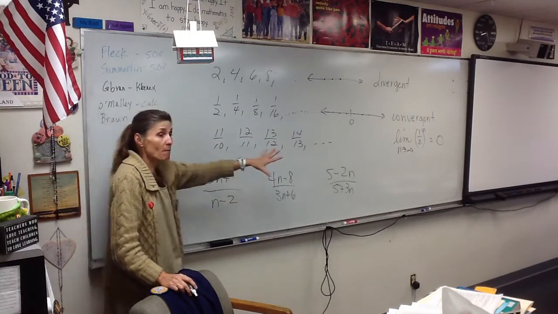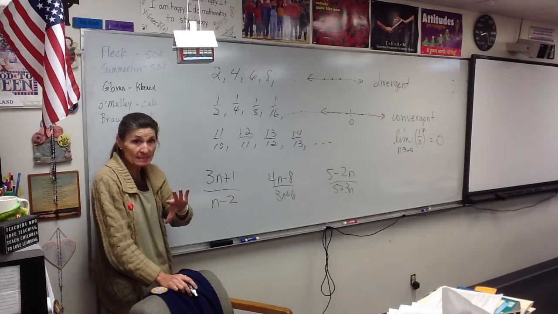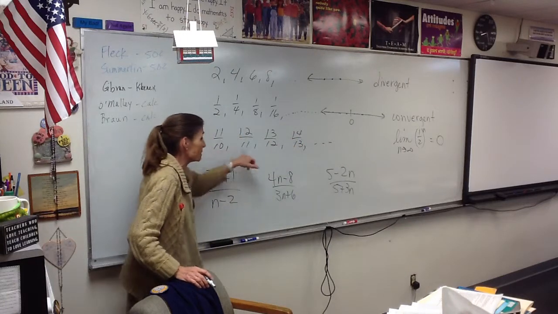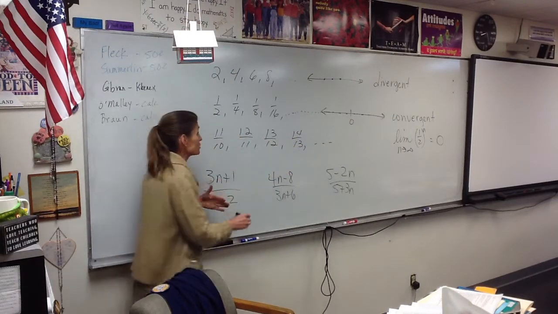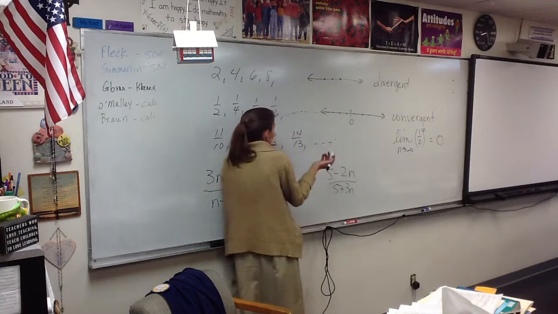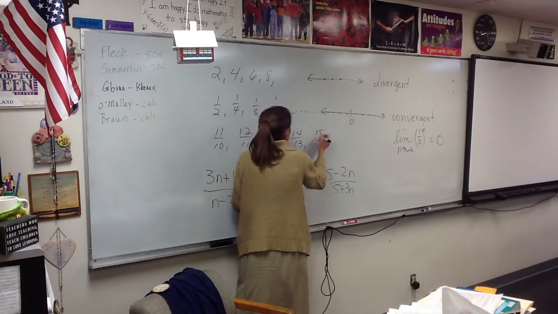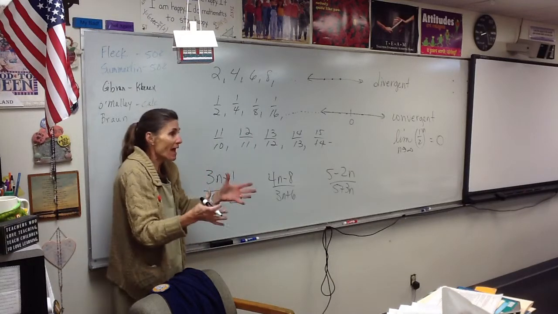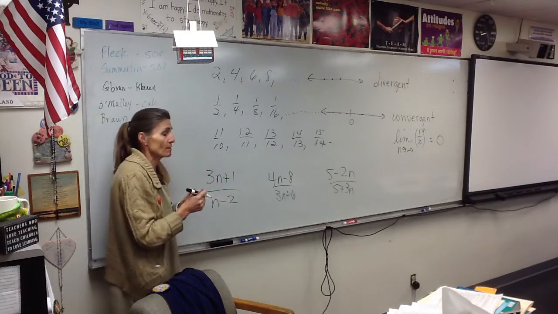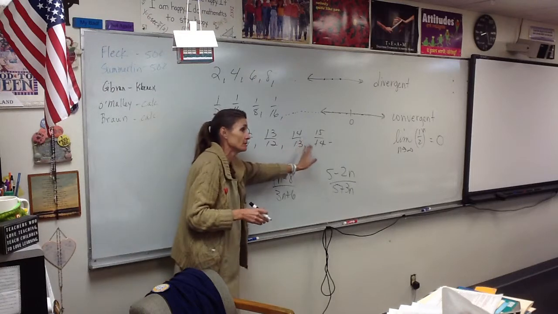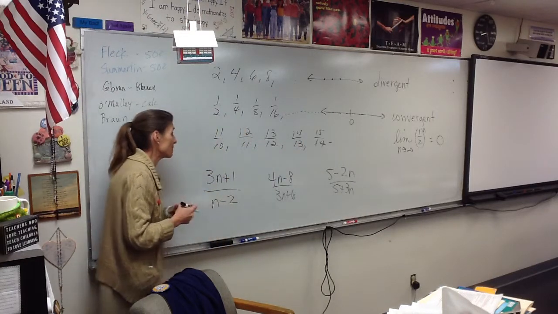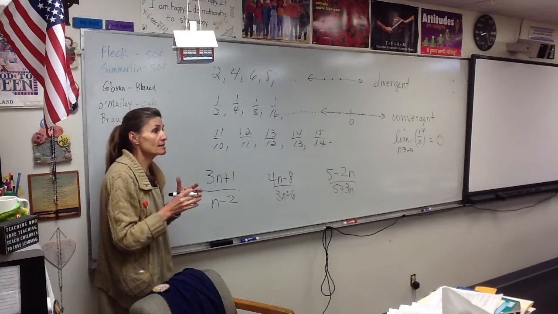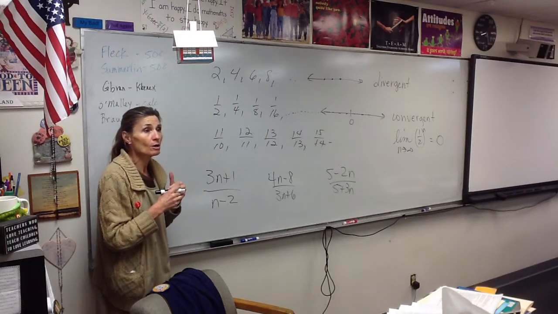Now, you can see the pattern, right? The numerators are going up by 1 and the denominators are going up by 1. So if I said to you, what's the next term, you would all say 15 over 14. Now, this is not arithmetic or geometric. You see the pattern, but we're not going up by the same amount, and we're not multiplying by the same amount. But the question is, divergent or convergent? Are these numbers getting bigger or smaller?